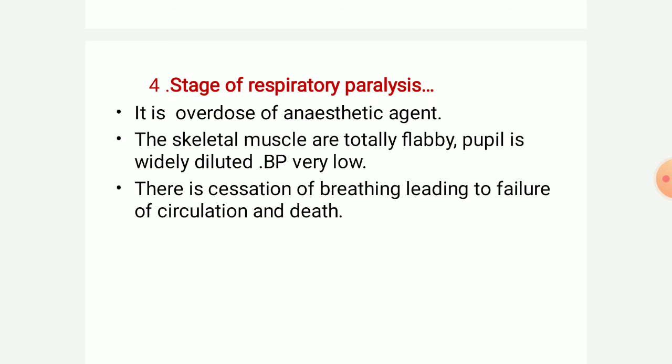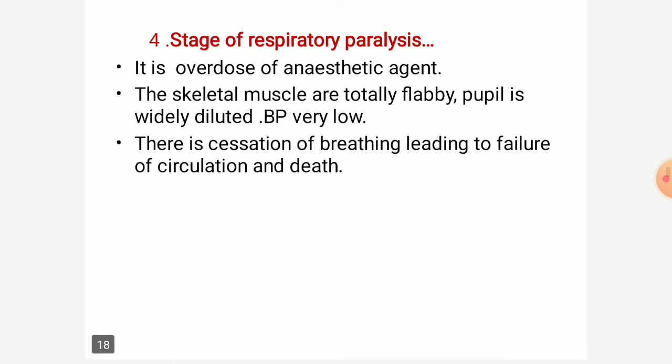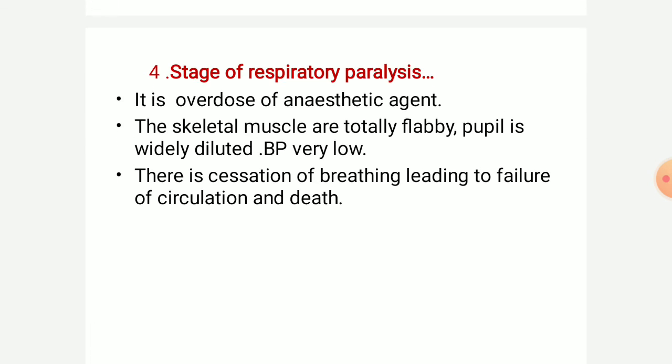In this stage, skeletal muscles are totally flabby, pupils are widely dilated, and BP is very low. Due to this reason, there is difficulty in breathing, and failure of circulation and death of the patient is produced. So many surgical operations are performed in stage 3.